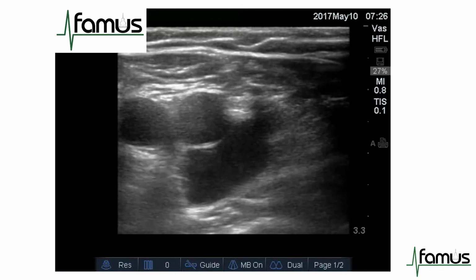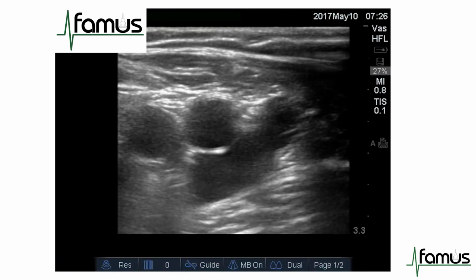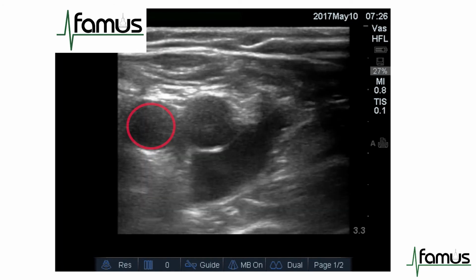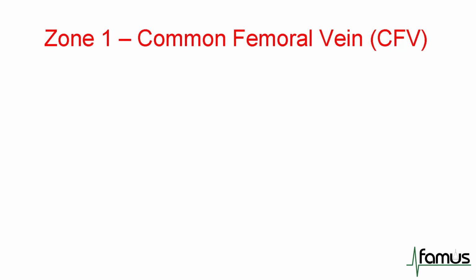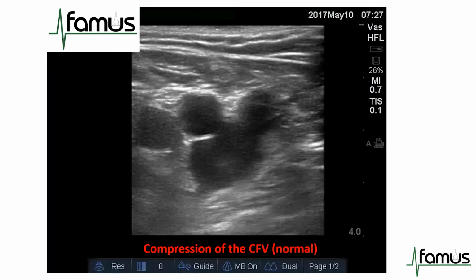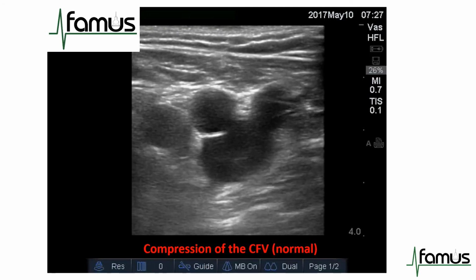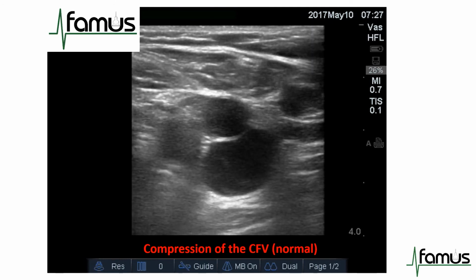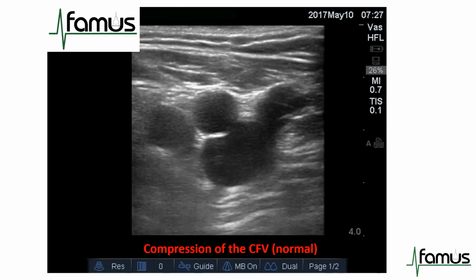You will see on this example image that you've got an early branching of the femoral artery visible here, which is a common variant found. So zone 1 is scanning the common femoral vein just distal to the saphenofemoral junction, and you apply pressure and look for complete apposition of both walls of the vein as visible here. So this would represent a normal zone 1 scan.